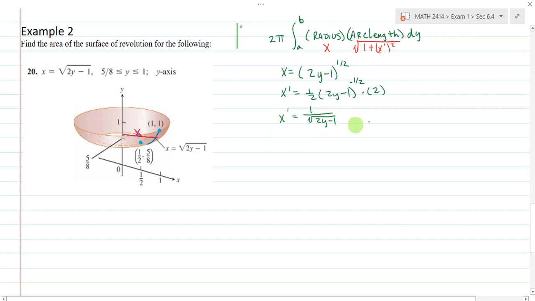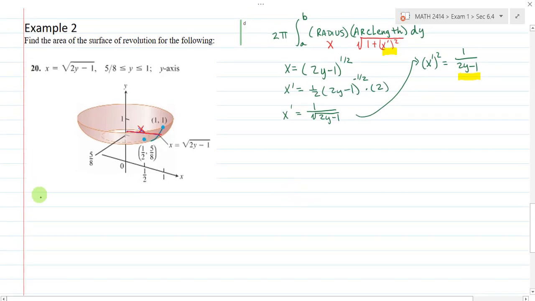My next step then would be to square this, and I'm going to move it up here for more room. So x prime squared ends up being 1 over 2y minus 1. This is what I'm going to plug in here in the integral that I set up. So I think now we're ready to set this problem up.